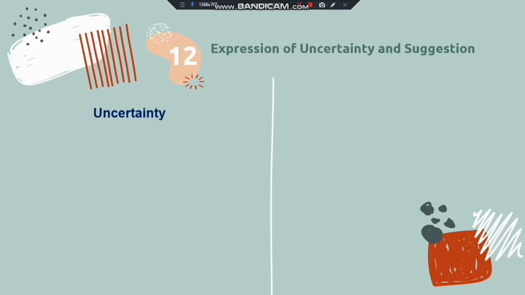The common expressions of uncertainty are "Isn't it?" "As far as I know," and "As far as I can tell." And then the next one, suggestion, is offering another option. The common expressions of suggestion are "Why not do something?" and "Let's do something."